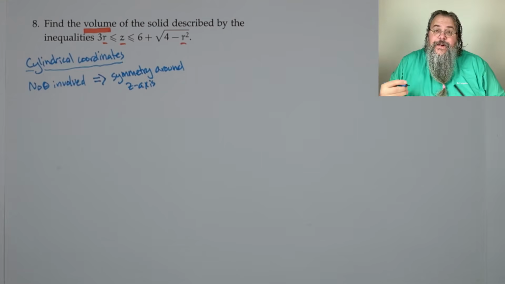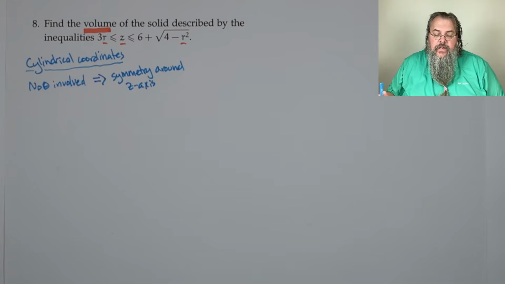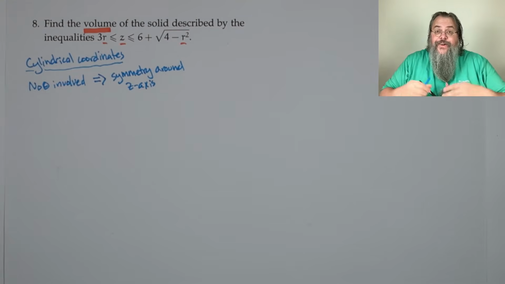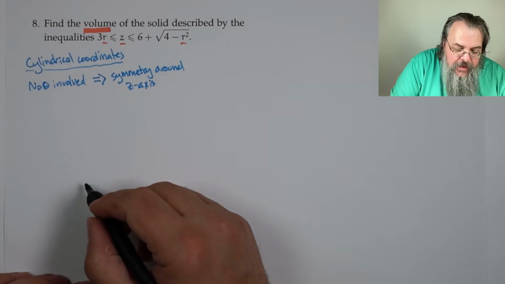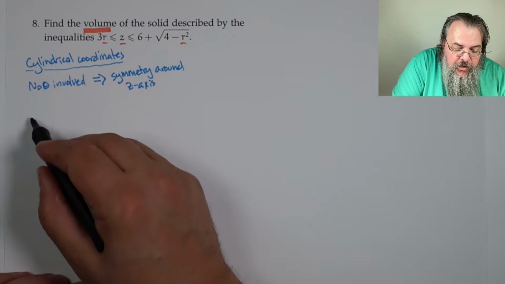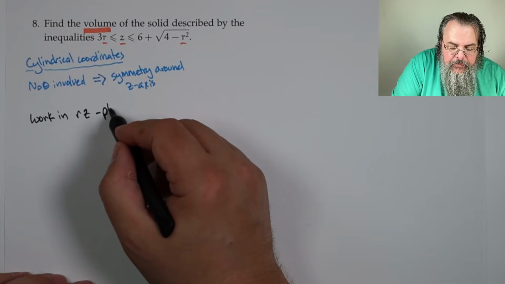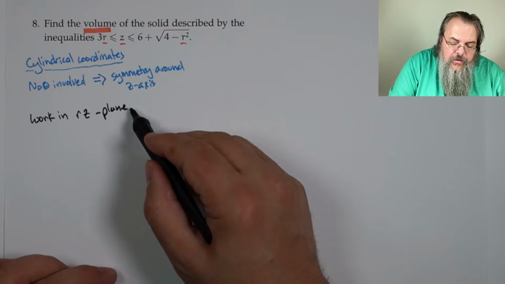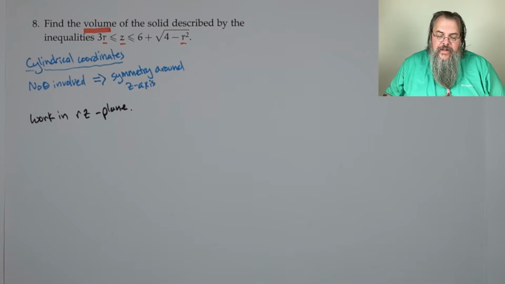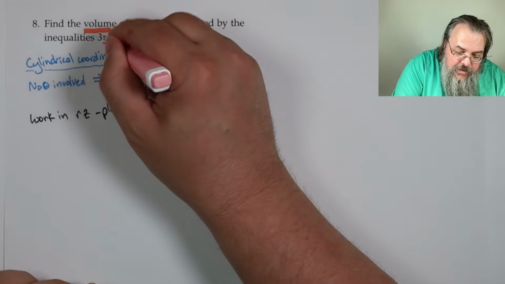So how do we figure out what our shape is that we have to find the volume of? Well, what we can do is let's start in what I like to call the RZ plane. So we're going to work in the RZ plane. All right, so these are all notes I'm making to myself. And let's start. We have some inequalities here. So I'm going to say let's pick an inequality. So let's pick this inequality.